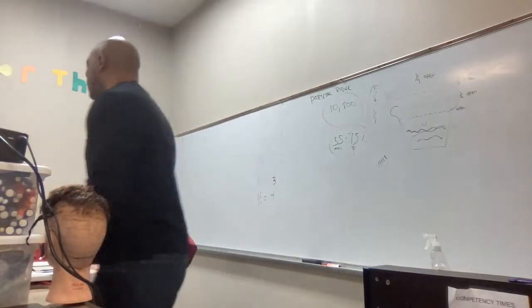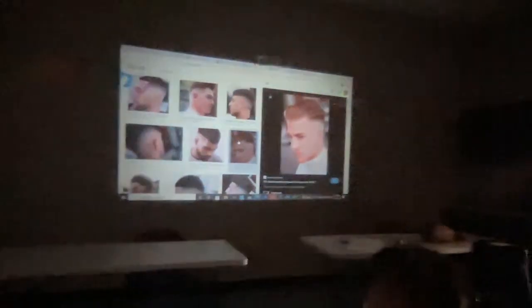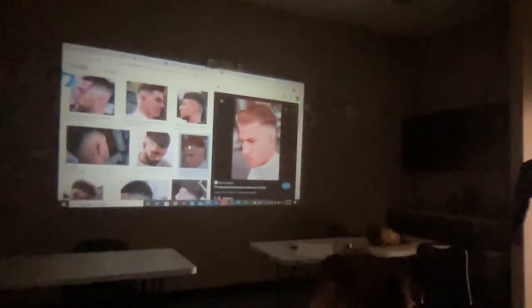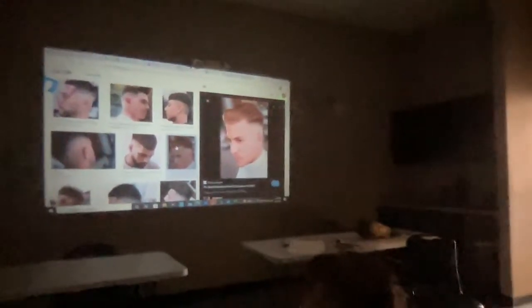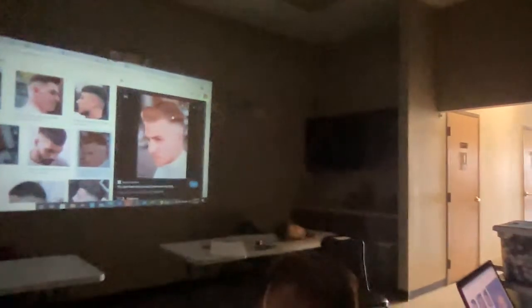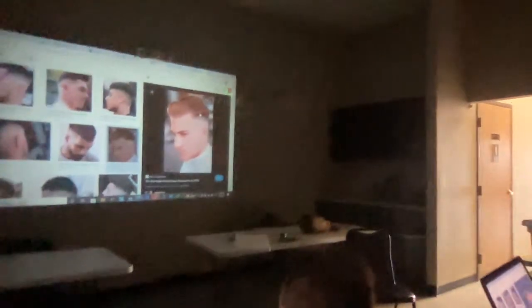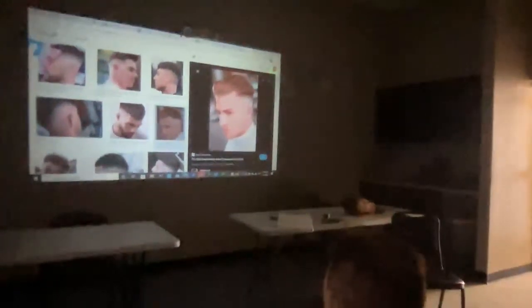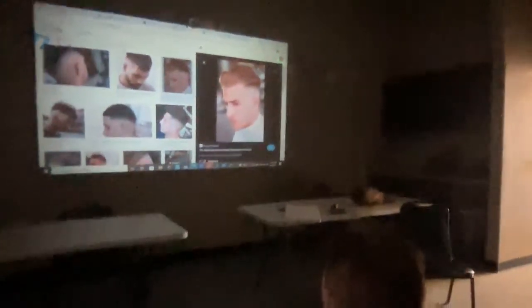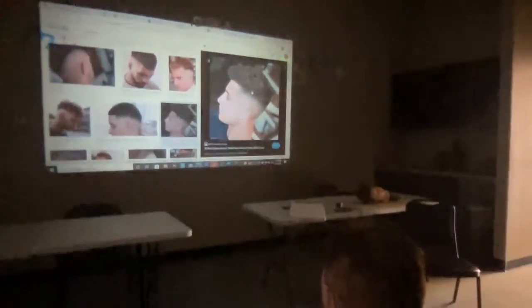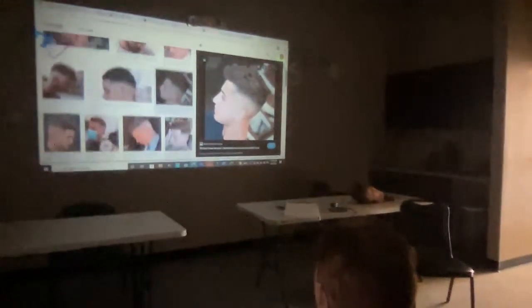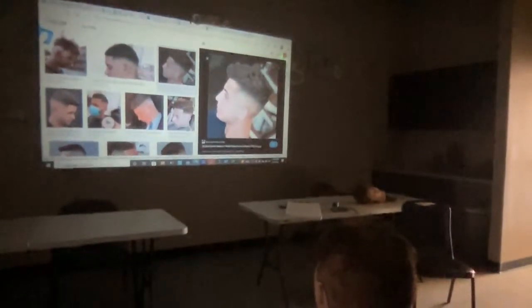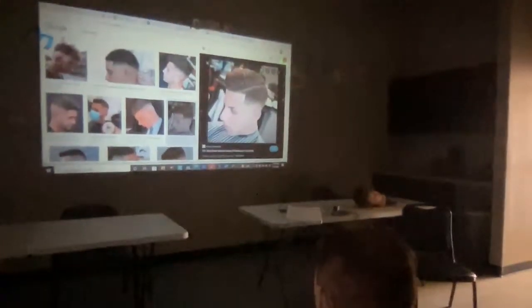Here's a great example of parietal ridge trouble. Everybody see it? See the weight on the parietal ridge? Well, that's how we wanted it cut. See the weight?